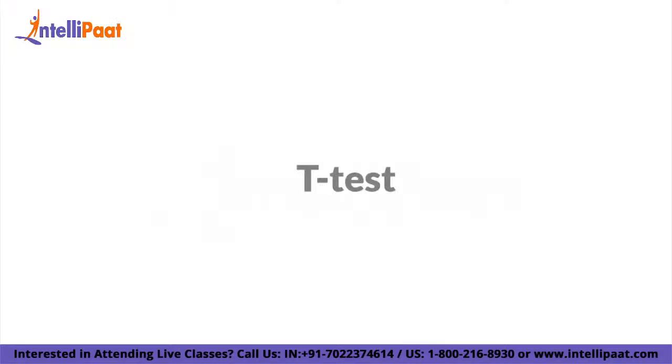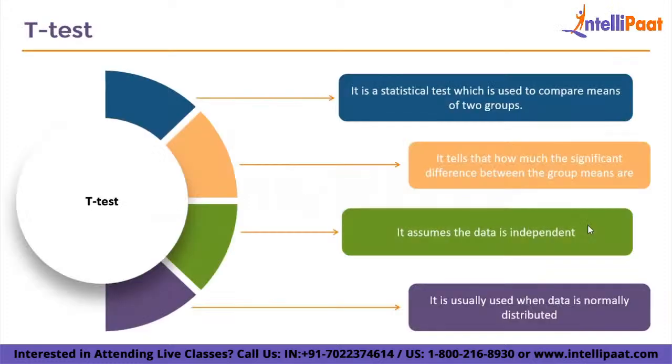Alright guys, so after understanding what is normality test, now let's understand about t-test. A t-test is a statistical test which is used to compare means of two groups. So if you have two groups, it is used to compare the mean of the two groups, right? So in that case the t-test will be used. The t-test is often used in hypothesis testing to determine whether the two groups are different from one another. It also tells how significant the difference between the group means is.